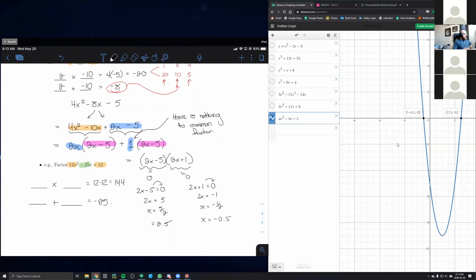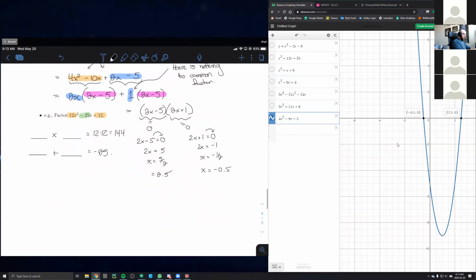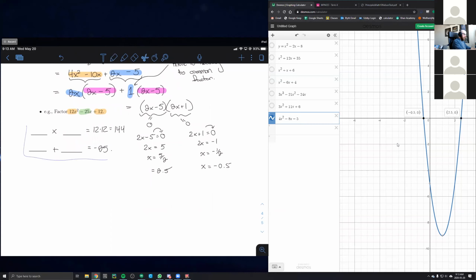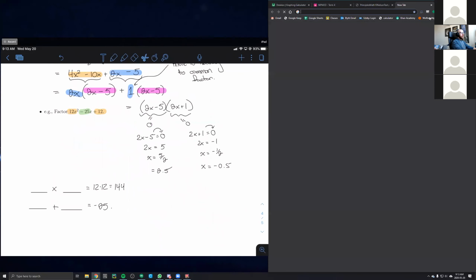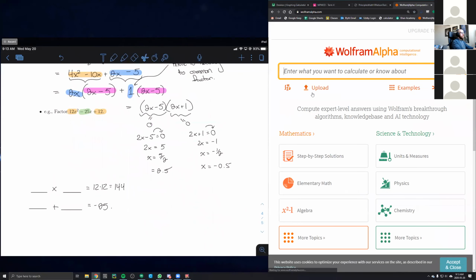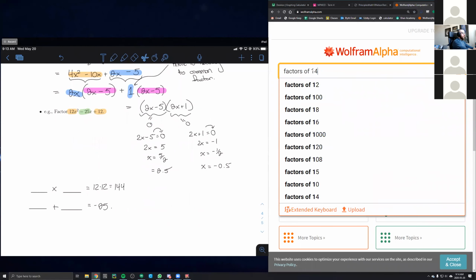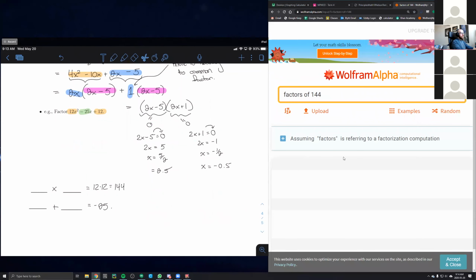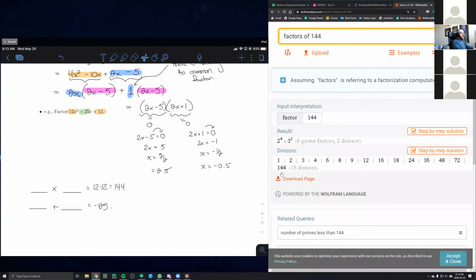Now this is kind of tricky, right? This is an example where I would say having like a little factor tree would definitely be really handy. Now there's some cool tools here. I think if you just do like factors of 144 into Wolfram Alpha, it'll just list all the factors, right? But there's a lot here, right? Like 1 and 144, 2 and 72, 3 and 48, 4 and 36, and so on. It's kind of messy, right?